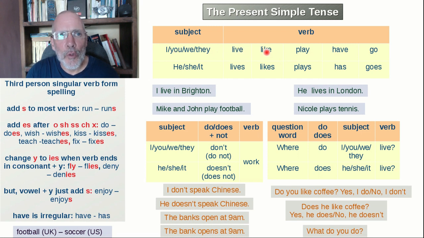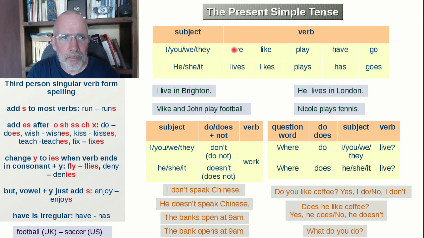You live, you like, you play, you have, you go. We live, we like, we play, we have, we go. And they live, they like, they play, they have, they go. So when the subject is the first person singular, the second person singular or plural, which is you, the first person plural, which is we, or the third person plural, which is they, we just use the subject plus the base verb.